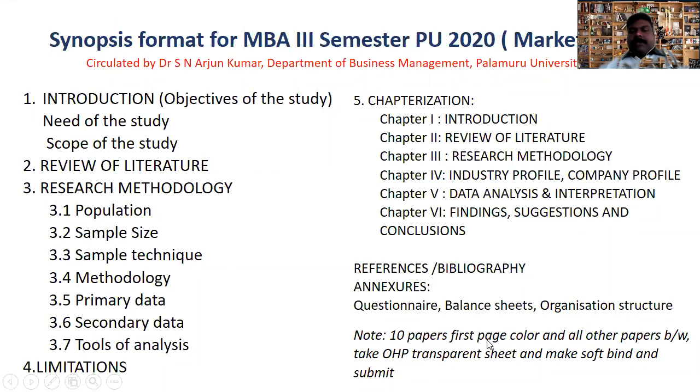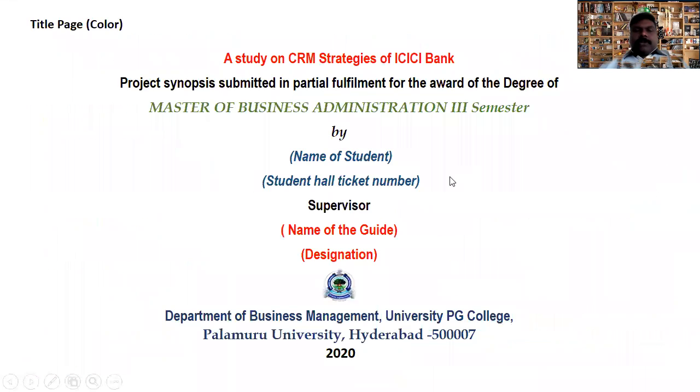Note: 10 papers, first page in color and all other pages black and white. Take an OHP transparent sheet and make a soft bind. You have to add the 10 papers using the transparent sheets, with a title page in color and all the rest in black and white. That is how to submit a synopsis of a project report in our organization. I have done one for you; the title page should be in color: A study on CRM strategies of ICICI Bank, project synopsis submitted in partial fulfillment of award.